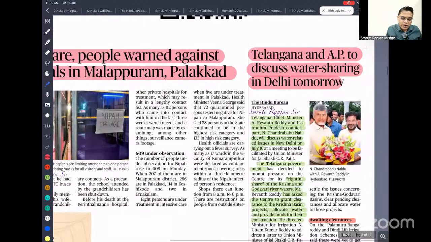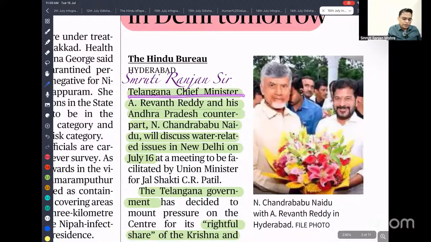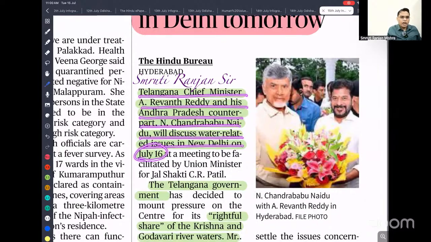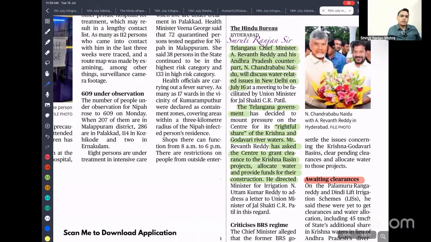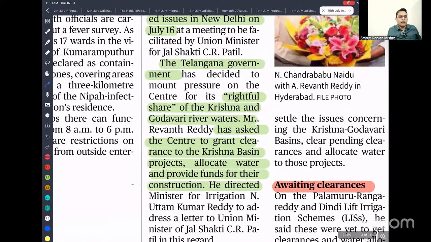So next is Telangana and Andhra Pradesh to discuss water sharing in Delhi tomorrow. This article is very important for interstate river water disputes and for federal conflict. Telangana Chief Minister A. Revanth Reddy, with his counterpart Chandrababu Naidu, will discuss water related issues in Delhi in July. We know that after the bifurcation of the state in 2014, it created a lot of legal issues, interstate water disputes, and border issues. One such issue is sharing the river water of Krishna and Godavari.